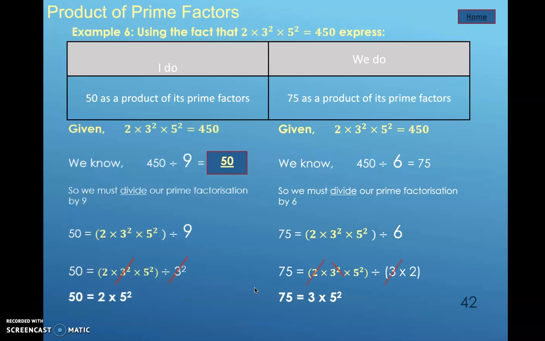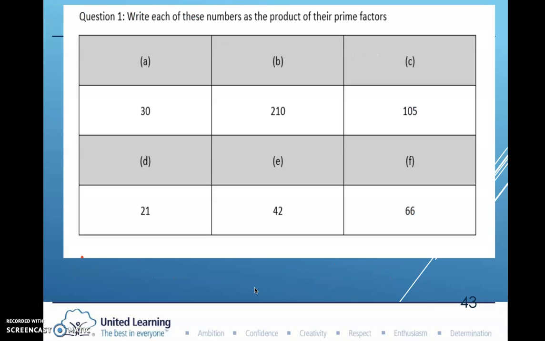And the 2 multiplied also is cancelled out by our divide by 2. So we are left with just 3 times by 5 squared. Again, we can check that very quickly. 5 squared is 25. 3 lots of 25 gives us the 75.